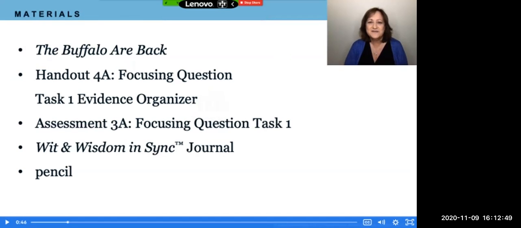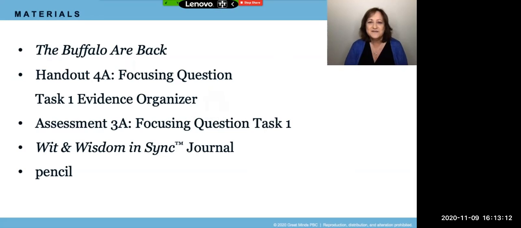Okay, so remember you have a digital copy of The Buffalo Are Back uploaded into the Google Classroom. You have focusing question task 1 uploaded into the Google Classroom, and you need your journal and a pencil. The evidence organizer is on page 52 of your journal. The assessment 3A focusing question task is in your Google Classroom.